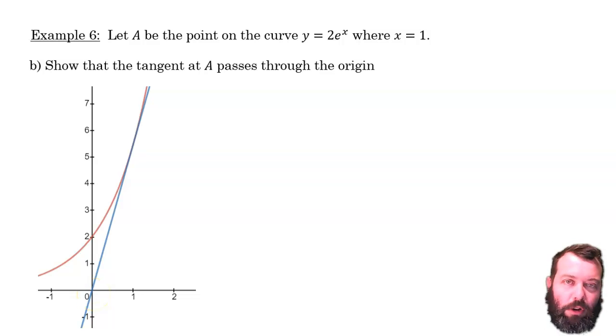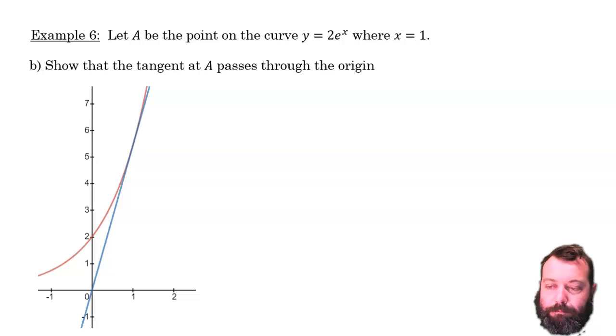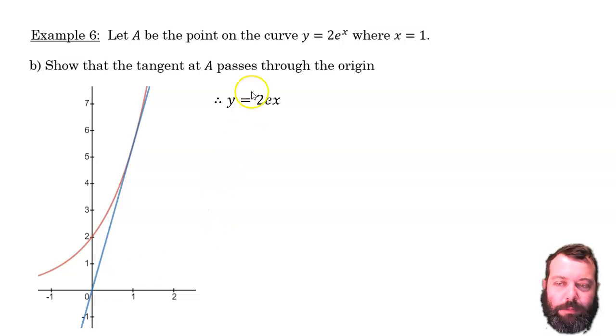That's where x equals 0 and y equals 0. But that's not sufficient to show that it passes through the origin. We'll need to do it algebraically. There's my function.